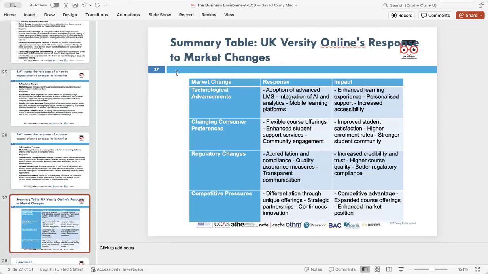So, summary table: how UK Versity Online responds to market changes. The market change: the rapid advancement of technology, including online learning platforms, digital resources, and virtual classrooms. Response: UK Versity has adopted an advanced learning management system, integrated AI and analytics, and developed a mobile learning platform. Impact: these technological advancements have enhanced the learning experience, provided personalized support, and increased accessibility for students.